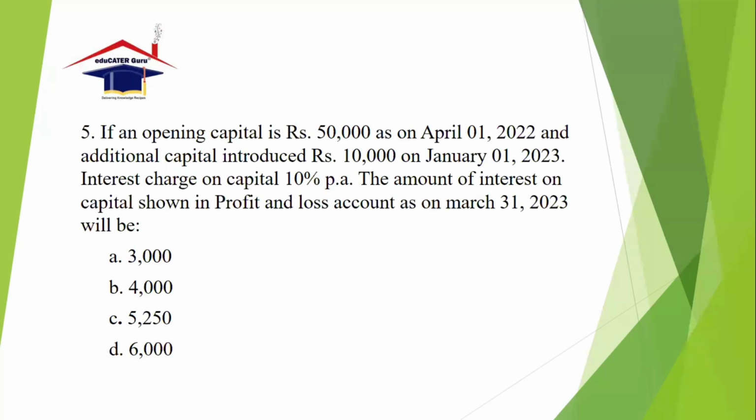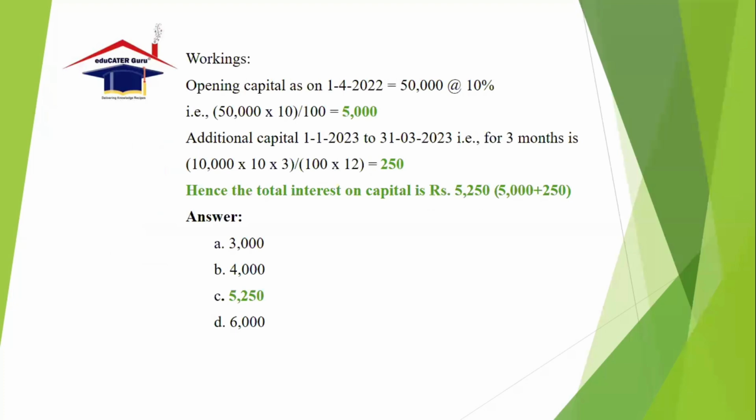Now let us see the answers and the workings. It is shown that the answer is option C, 5,250. How did we get that? First, we need to understand the financial year starts from April and ends on March. So here the opening capital as on April 1st is 50,000. So for that, the interest rate is 10%.